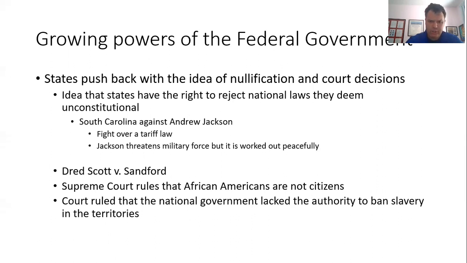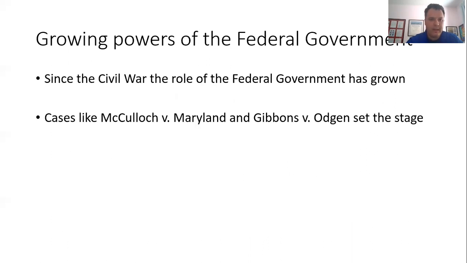The 14th Amendment has to be passed to overrule the Dred Scott case, which is kind of interesting because it does show that there's ways around Supreme Court rulings. If the Supreme Court rules one way and the people don't agree with that, they can pass a new constitutional amendment and change the law to better reflect the will of the people.